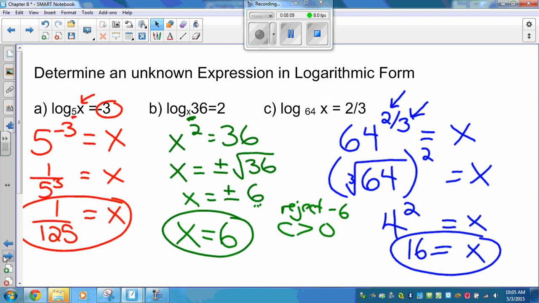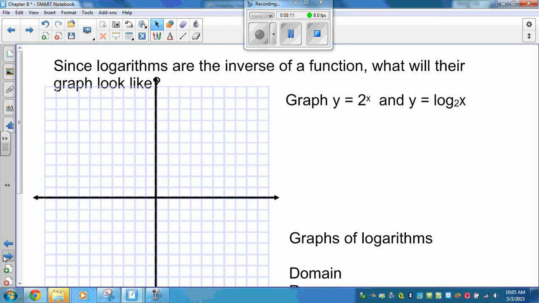So what do these graphs look like is our next question. It says, since logarithms are the inverse of a function, what will their graph look like? So what we're going to do here is graph y equals 2 to the x and y equals log base 2 of x. And remember that this is the same as 2 to the y equals x.